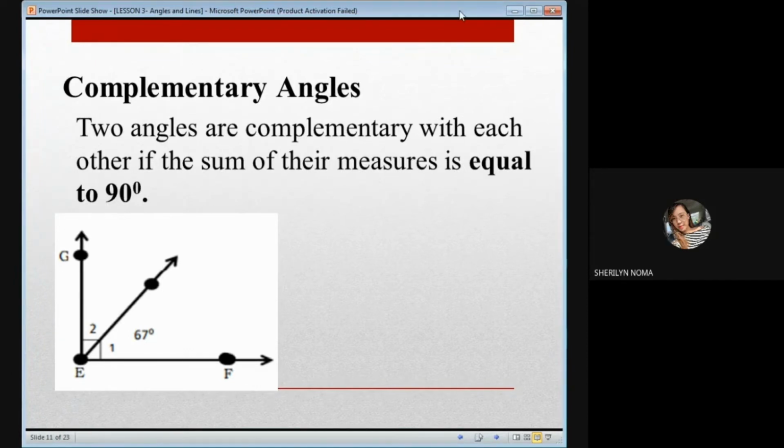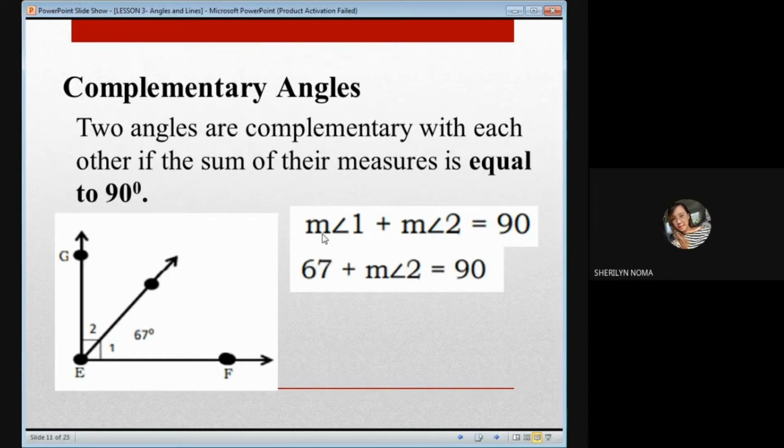We have angle 1 and angle 2. If angle 1 is 67 degrees, that means if we add angle 1 and angle 2, the answer should be 90 degrees. So, angle 1 plus angle 2 is 90 degrees. Since we have the value of angle 1, let us substitute. The measurement of angle 1 is 67 degrees plus the measurement of angle 2, which is missing, equals 90 degrees.